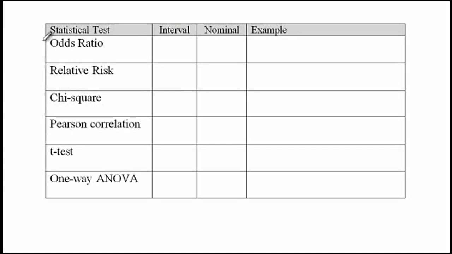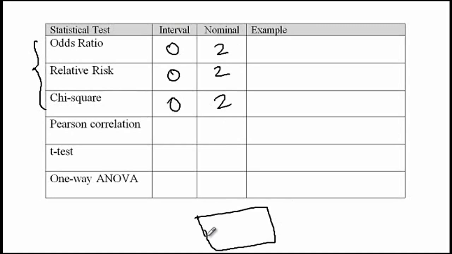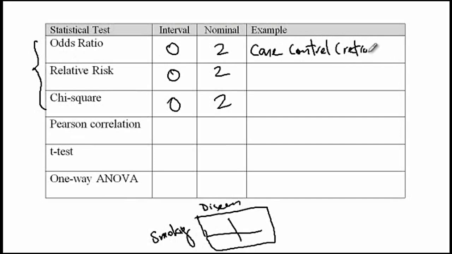So the first three tests that I've listed here, odds ratio, relative risk, and chi-square, are all being used for nominal data. So there are two nominal data and no intervals involved. An example would be a 2x2 table that has disease on one axis and then the risk factor, let's say smoking, on the other axis, so that the patient either has the disease or doesn't have the disease and is either exposed to a risk factor or not. And odds ratio is being used for the evaluation of case control study, which will look into the past, so it's actually a retrospective study.